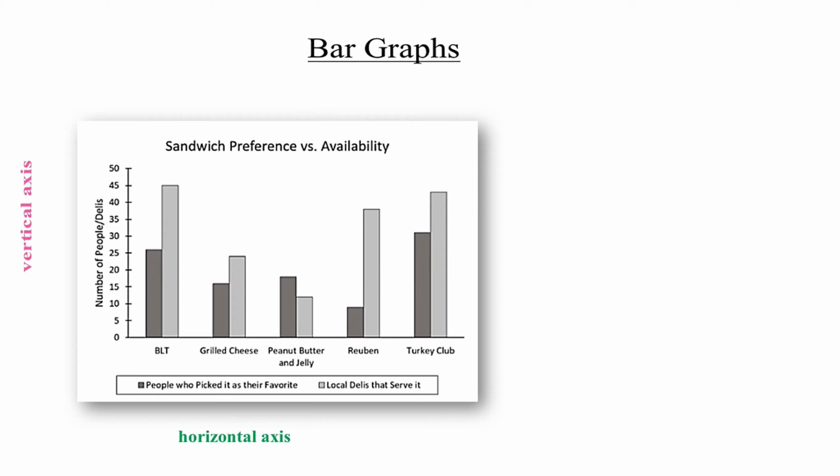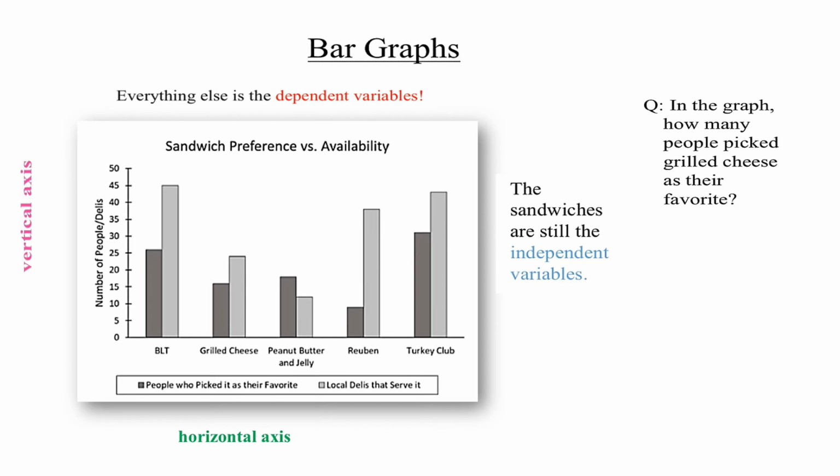So let us see if we can find some data in the graph, okay? So again, the sandwiches here are still the independent variables, okay? We said that before. How many people, let us say this one, how many people picked grilled cheese as their favorite, okay? In the graph, how many people picked grilled cheese as their favorite? Okay, as you can see here, we would find the sandwich labeled grilled cheese here. The second one from the vertical axis. Then we would say, okay, we are looking for how many people pick that as their favorite. That's the dark gray, if you could see it here.